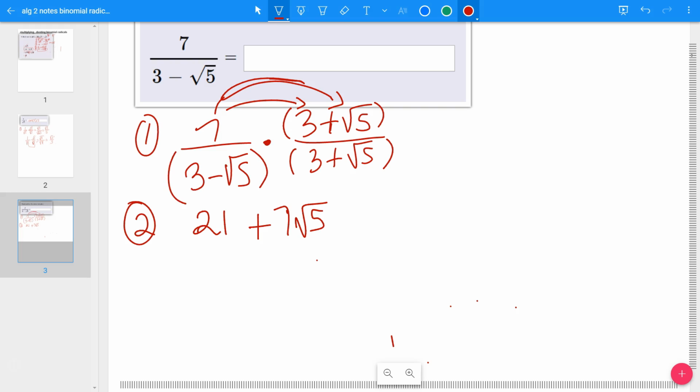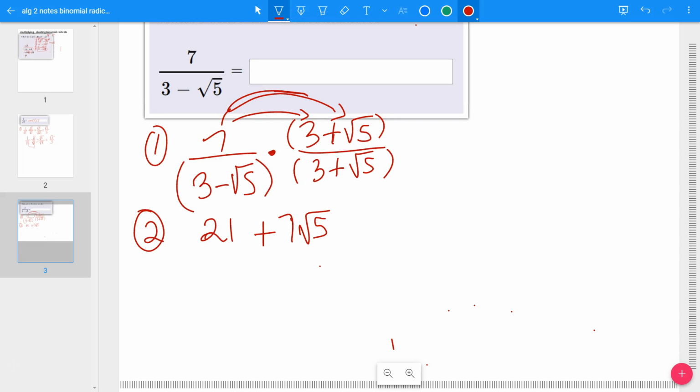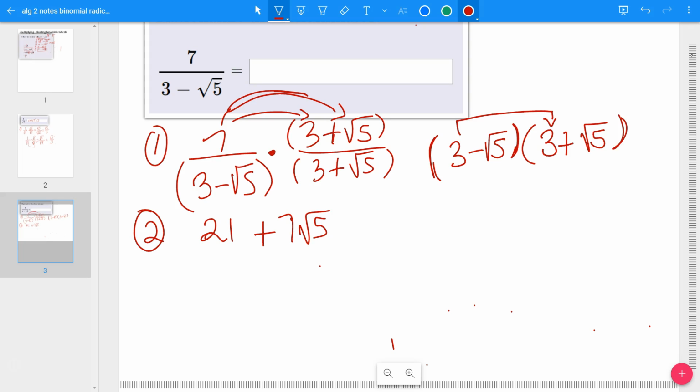This is a whole side step, because you need to do FOIL on it. So you have 3 minus root 5, and then this here is going to be multiplying 3 plus square root 5. So I have the following. 3 times 3 is 9. I'm foiling here because it's a product of two binomials. Then I'm going to do 3 times the square root of 5. So it's going to give me plus 3 square root 5. Then I'm going to do negative root 5 times the 3. That's going to give me minus 3 root 5.